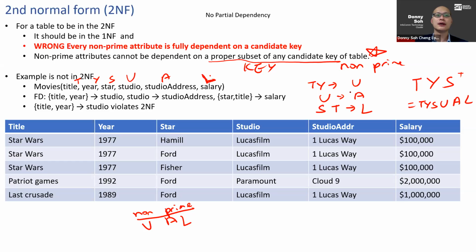U implying A is a non-prime implying a non-prime. So this is clear, and this passes the 2NF. L is dependent on a subset of the candidate key, so this fails the 2NF. U is also dependent on a subset, and this fails the 2NF. Okay, so I hope this time I didn't screw up, and I hope this is clearer.